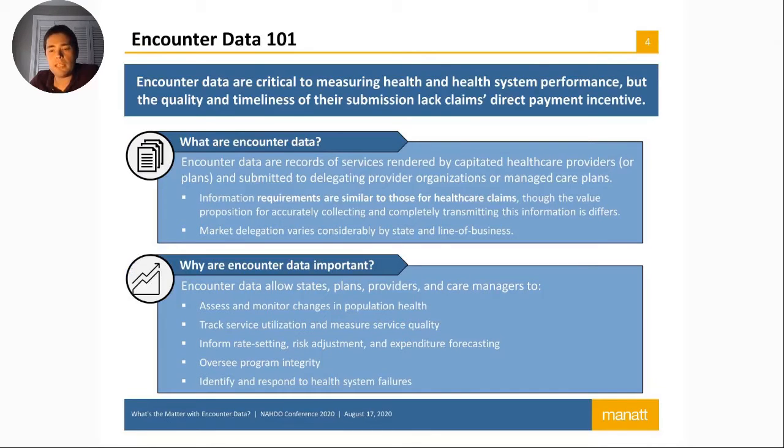But I want to just level set here very quickly around what encounter data are. They're records of services rendered in a capitated environment by providers or plans and reported up the chain. They should have, in most instances, hopefully in all instances, all the same data that we have for the claims that we receive.